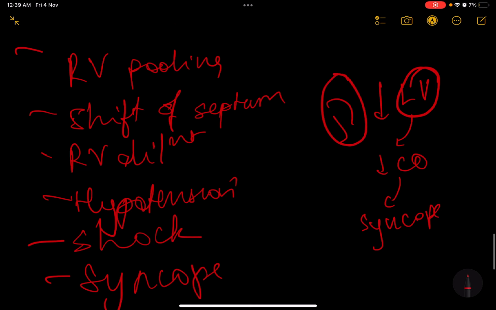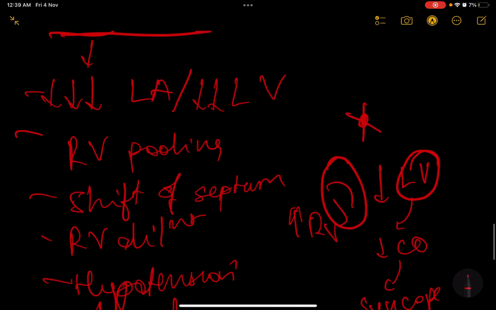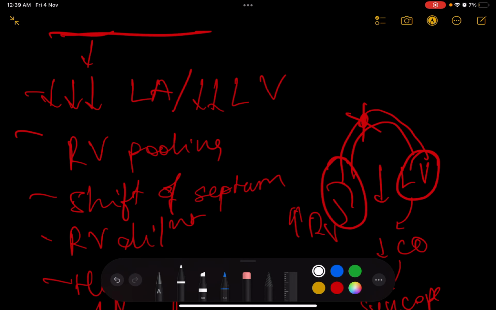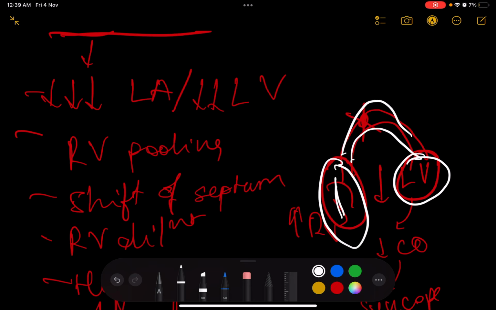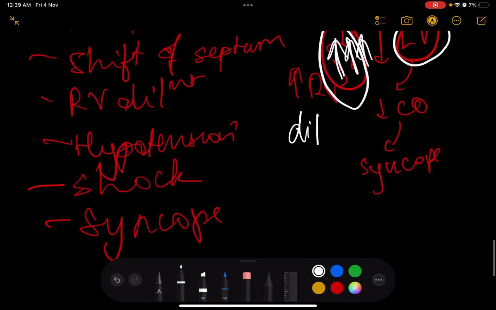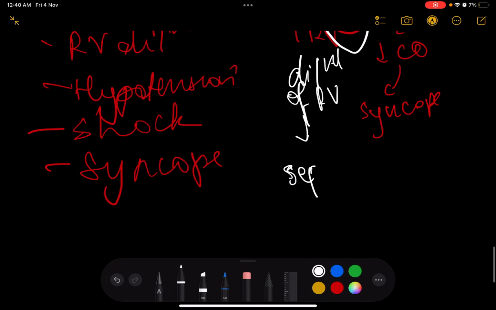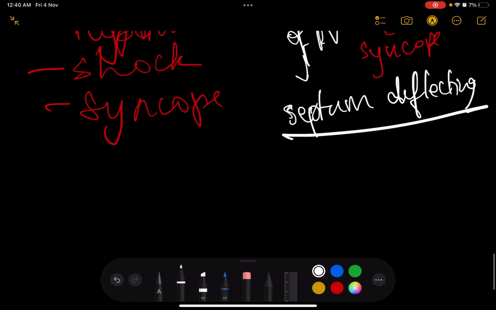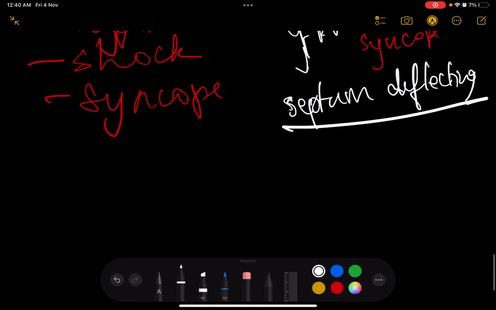Second, there's increased blood in the right ventricle, because here the entire pathway is blocked. Let's think of this as a pathway. This pathway from the right ventricle to the left ventricle is blocked, and because of this block, there's going to be an increase in the blood in the right ventricle, and because of that, dilation of the right ventricle. There's also going to be septum deflection, or septum pushing towards the left, and that can be seen on the echocardiography also. That's very important.